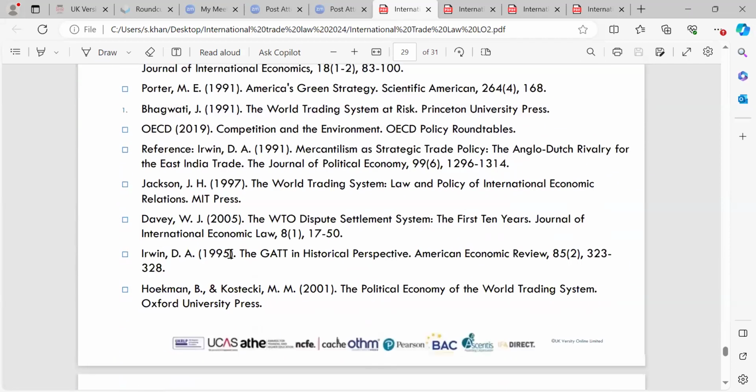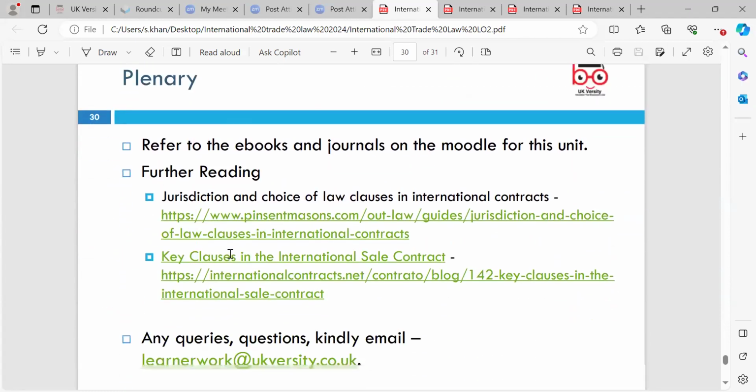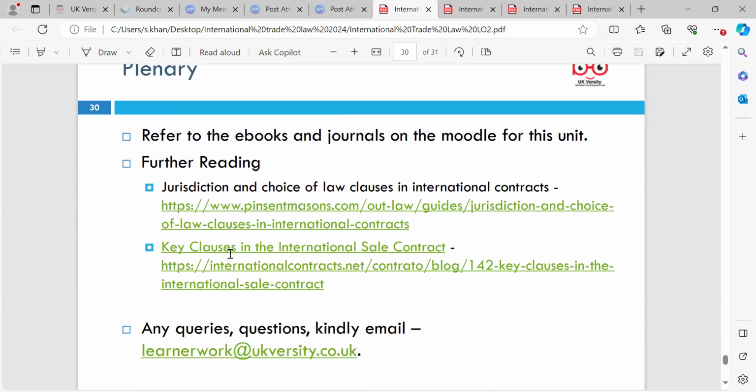And these are the references we've used for Learning Outcome 2, and some of the resources are on there, and the links that you could go on to for further reading on Moodle are just there as well. So that's going through Learning Outcome 2 quickly. We'll now go through Learning Outcome 3 and then go on to the assignment session.